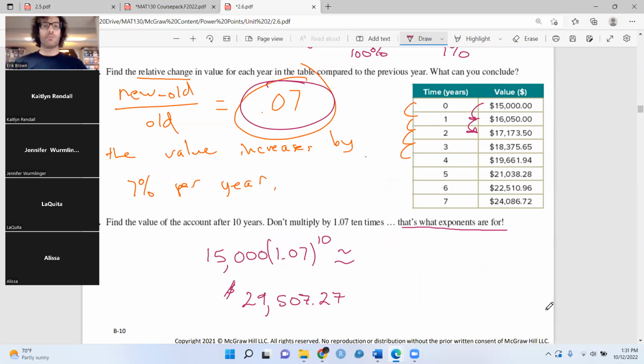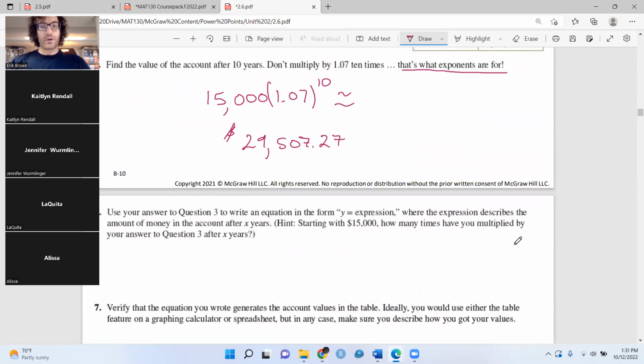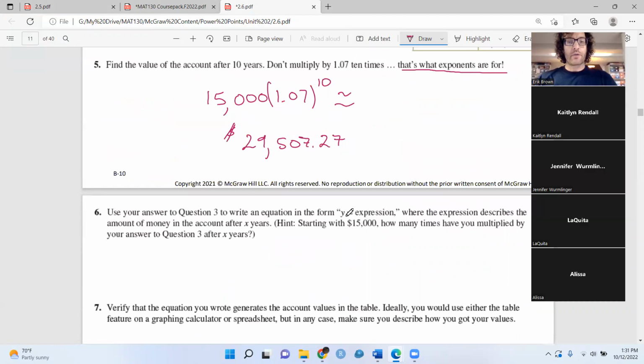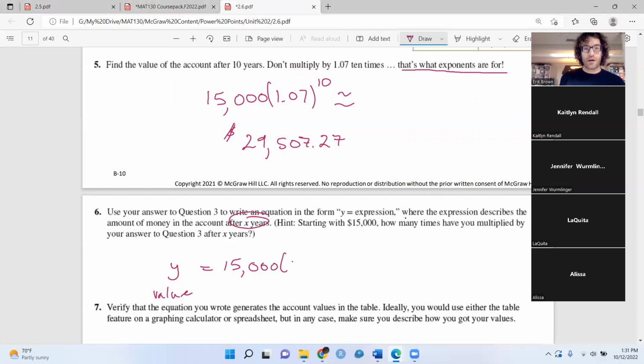Okay, now we want to turn this into an equation. So we want to write an equation in the form y equals some sort of expression. y is going to be the value of the account. It's going to equal something that has an x in it that takes into account the years. So notice how I wrote it here. I'm just going to copy this, and instead of the 10, I'm going to put an x in there. And this is the account value after x amount of years.